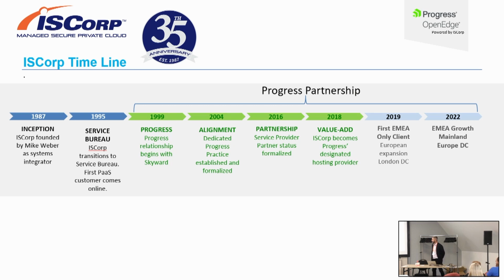And then 2019, we got feet on the street. We got our first EMEA-only client out of our DC in London, Heathrow. And because of the growth over the last few years and something called Brexit, we've actually got another data centre in mainland Europe now, actually in Amsterdam, just around the corner.